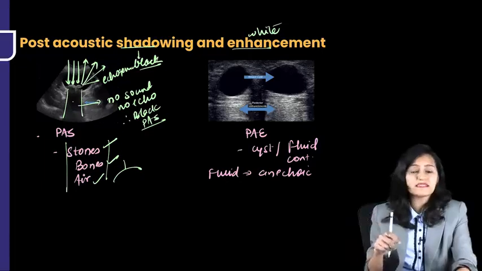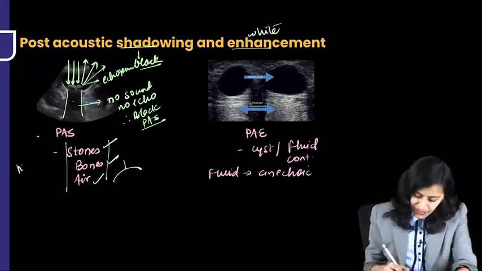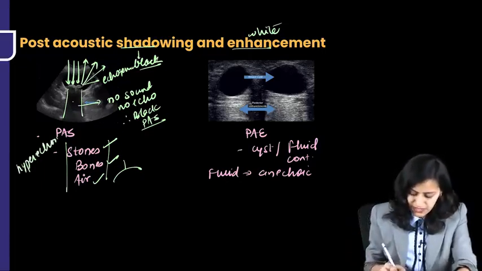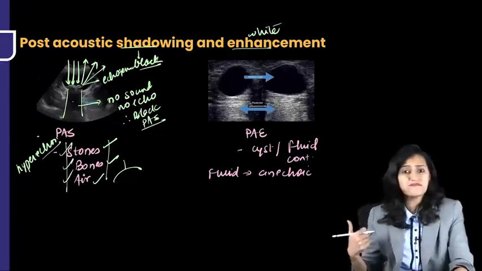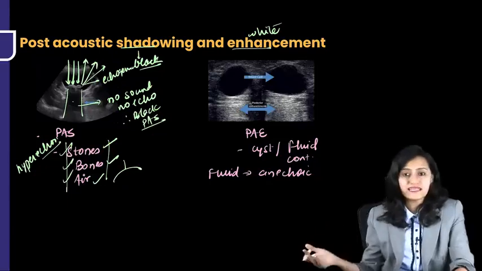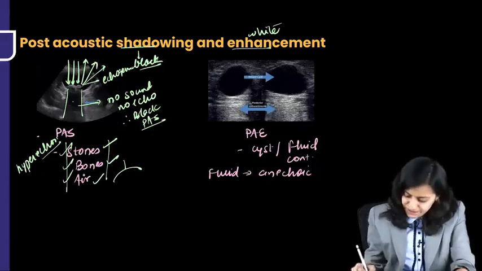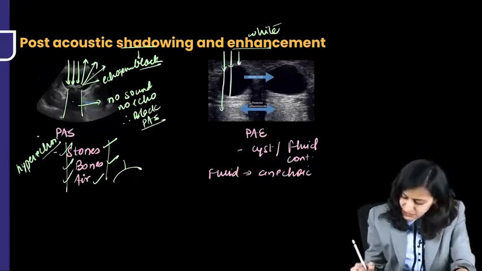But remember that these substances by themselves appear hyperechoic on ultrasound. So stones, bones, air appear hyperechoic, but behind them, they give a shadow. Now a cystic lesion, that means a fluid containing lesion. When we are doing ultrasound, all the sound passes through the cyst.